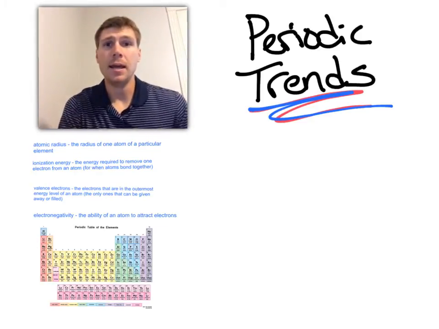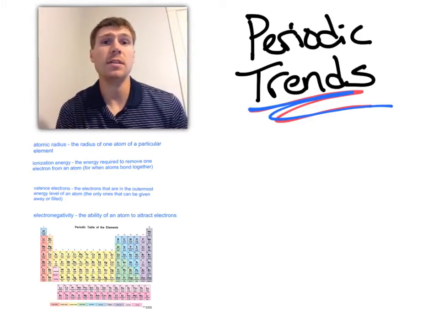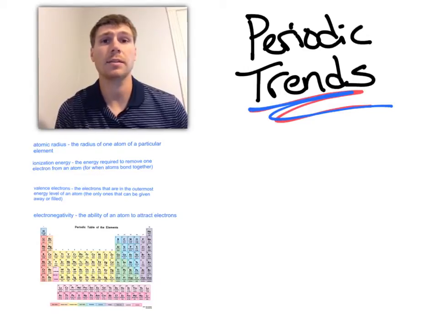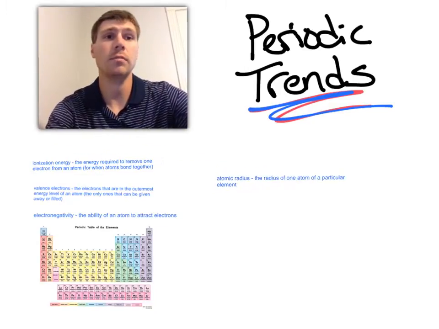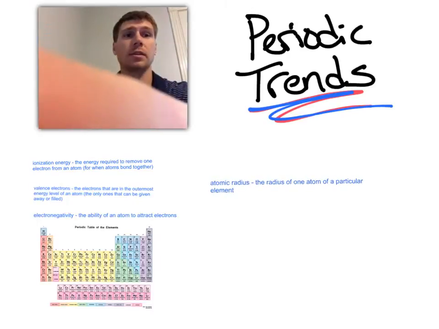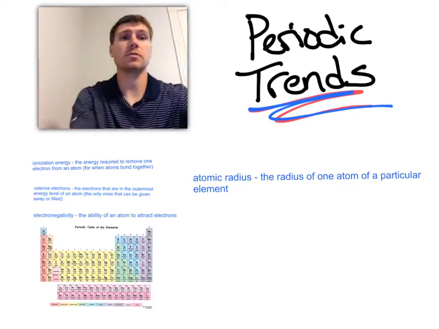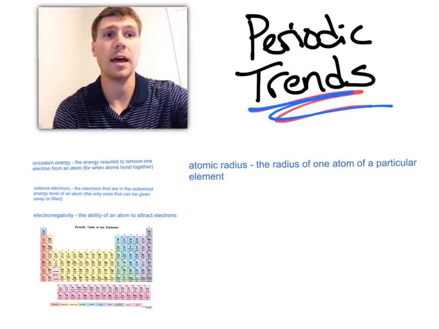Hi guys, today we're going to talk about trends that we see on the periodic table. Okay, first one, and we're going to get all these written down before we actually keep going, but the first one is the atomic radius of the atoms.